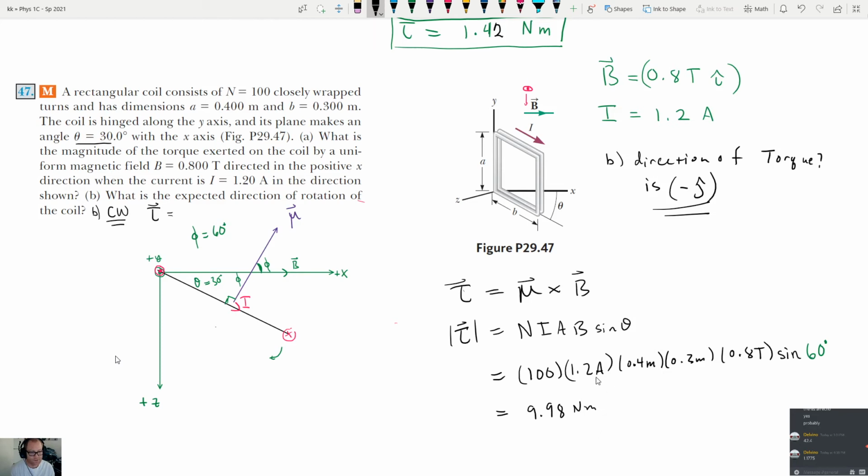You can figure out for yourself that amps times meter squared times Tesla gives you Newton meters, because Tesla is Newton per meter amp, and you're multiplying by amp meter squared. So one of the meters cancels, the amps cancel, and you're left with just Newton meters. Okay, so that is our torque. And again, we figured out that it was the negative j direction, so the proper way to write this would be negative j hat, just like this. And that is our answer. Complete answer for A and B.